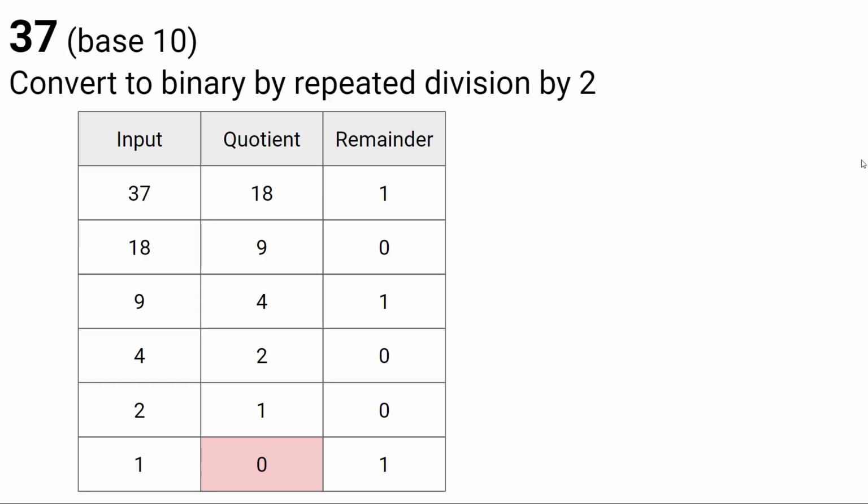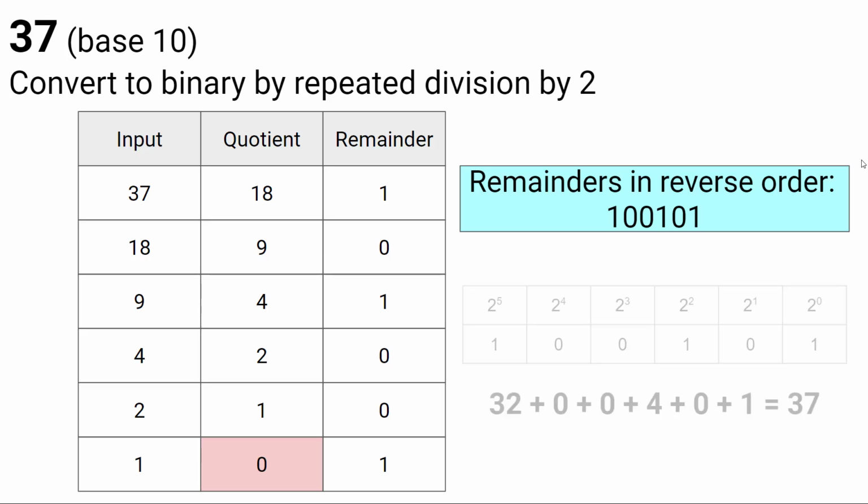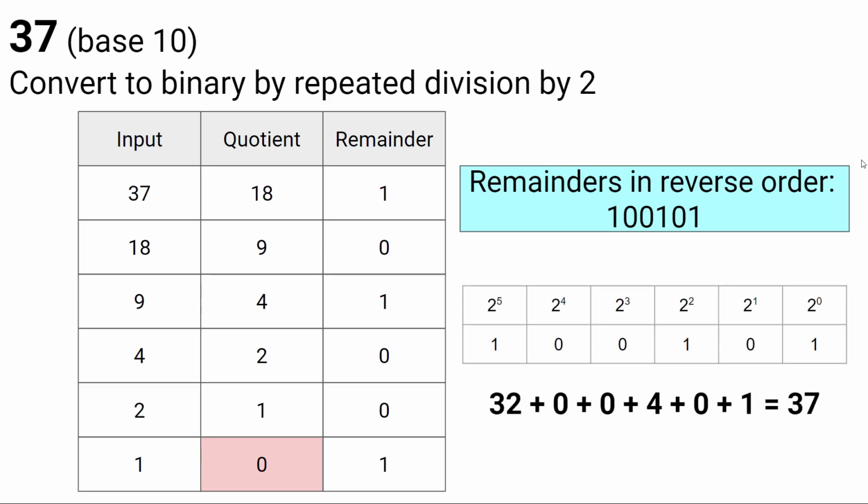To end the algorithm and to get the binary representation, construct a string from the remainders in the reverse order in which they appeared: 1, 0, 0, 1, 0, 1. Let's check to make sure this is right. In binary, 1, 0, 0, 1, 0, 1 is 1 times 2 to the 5th plus 1 times 2 to the 2nd plus 1 times 2 to the 0, which is 32 plus 4 plus 1, and that is indeed 37 in base 10. Now you try it.